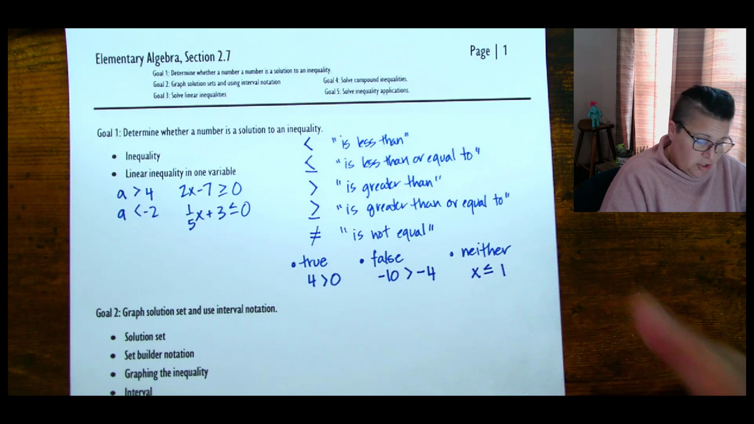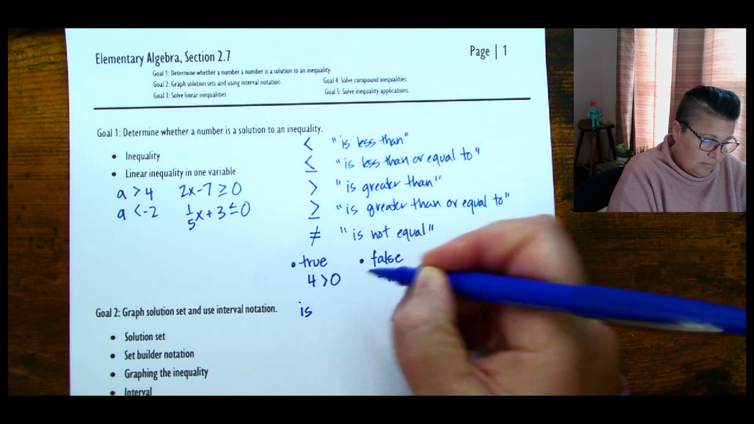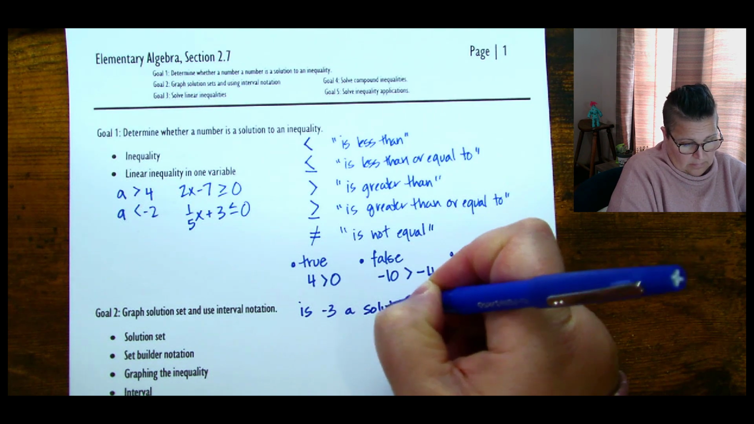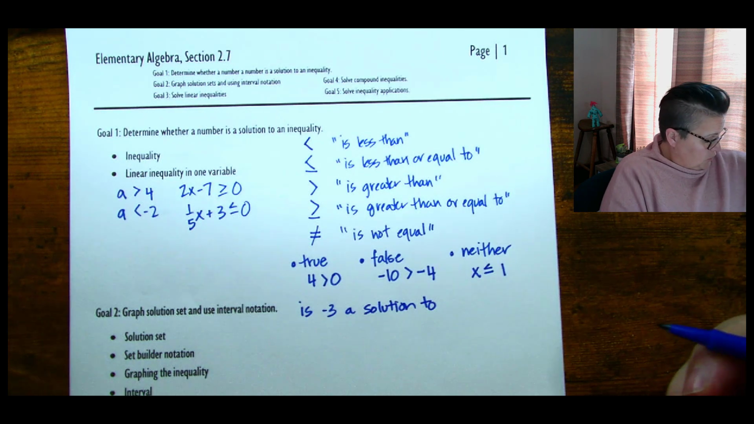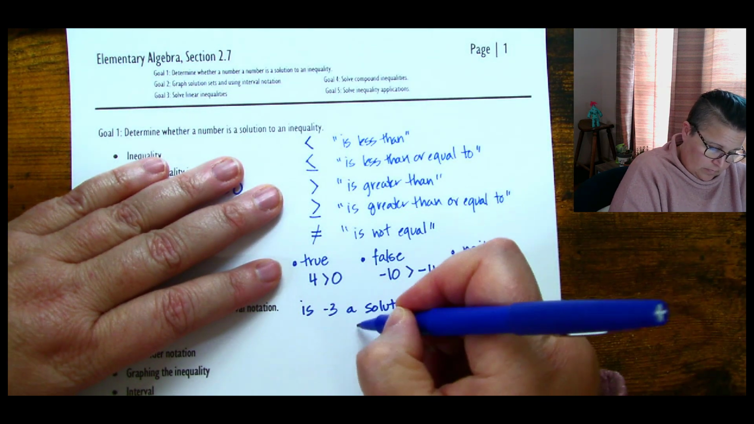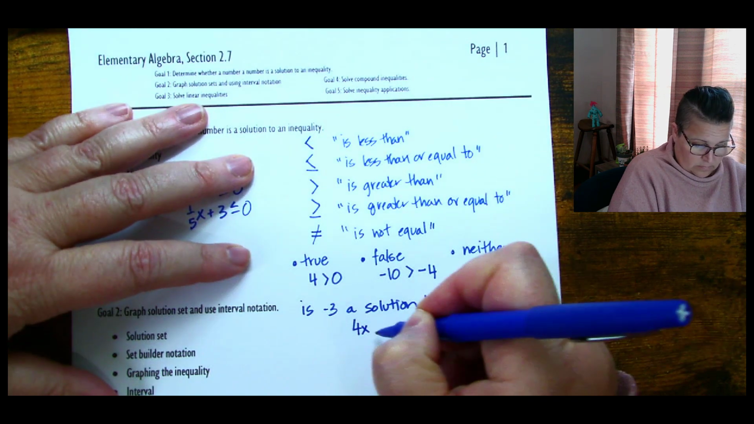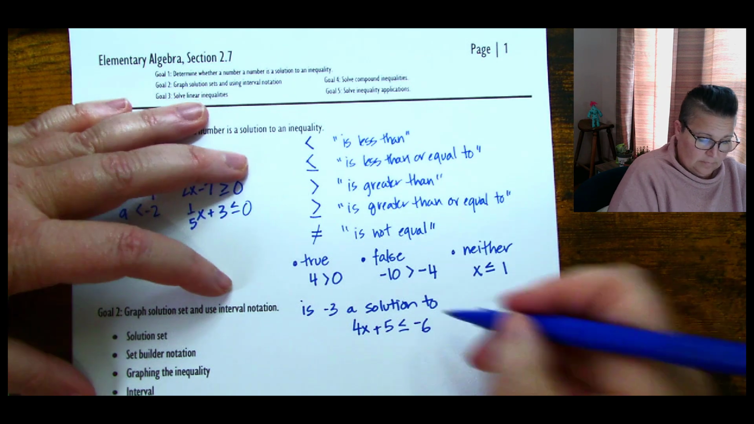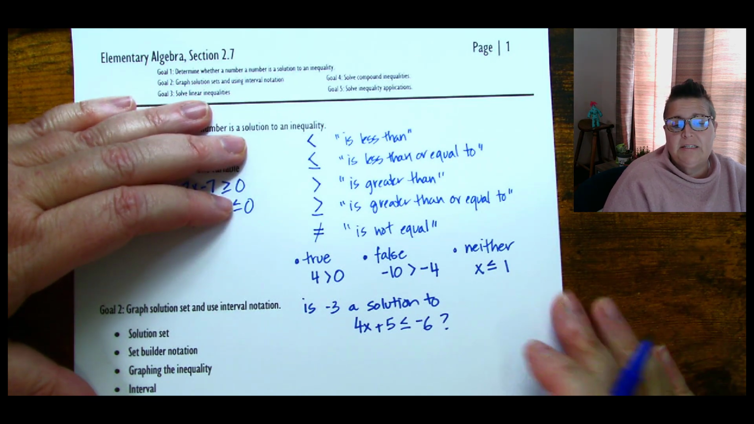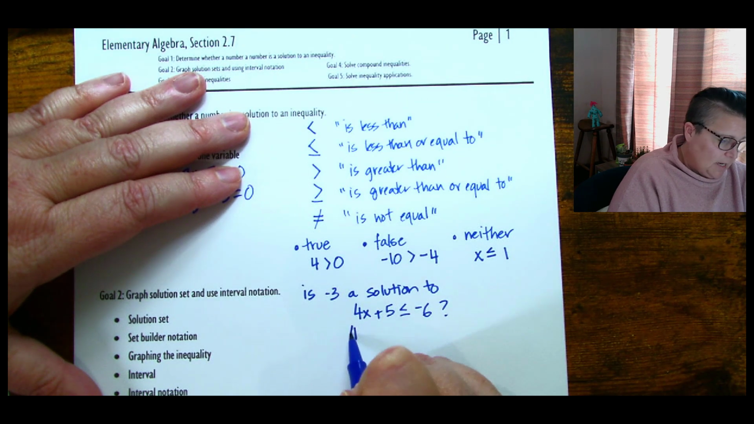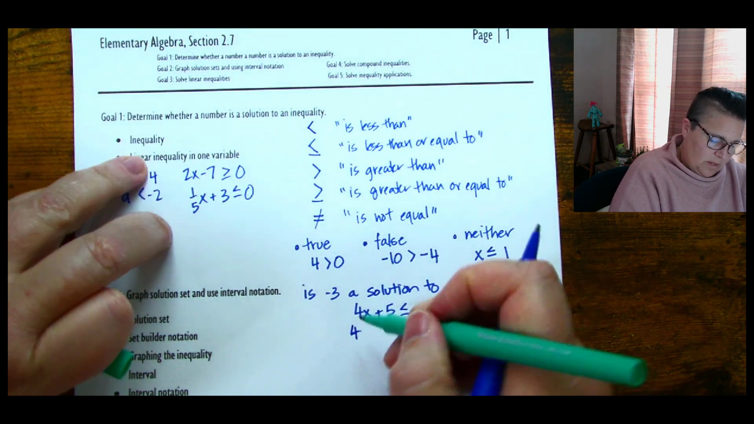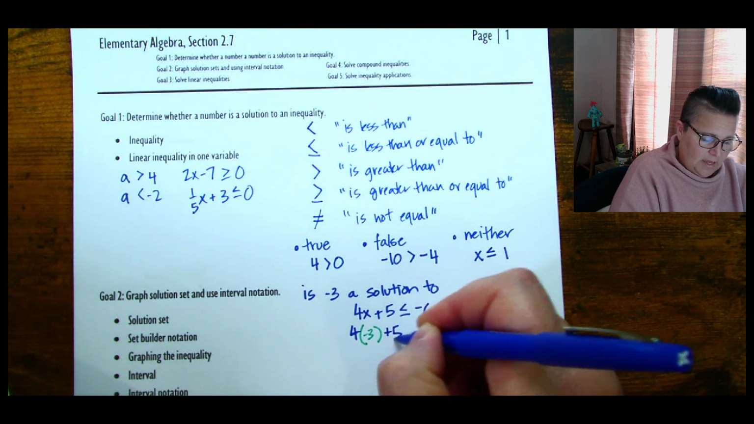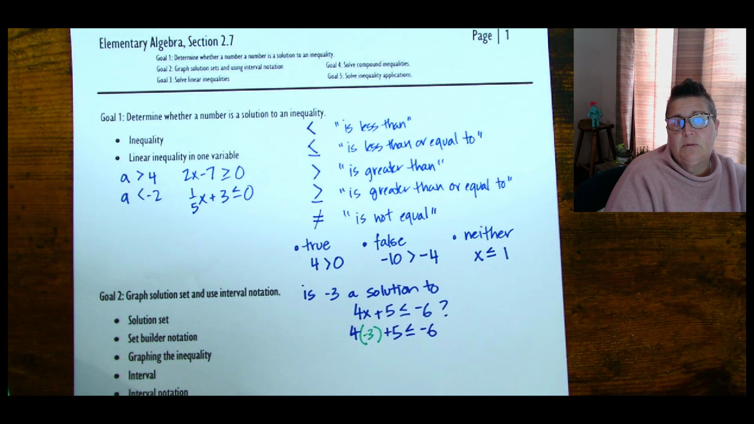Okay? We can test, what I have is -3. A solution to the inequality, 4x plus 5 is less than or equal to -6. How will I know if that is a solution? I'm simply going to put the -3 in for the x. So 4 times -3 plus 5, is that less than or equal to -6?